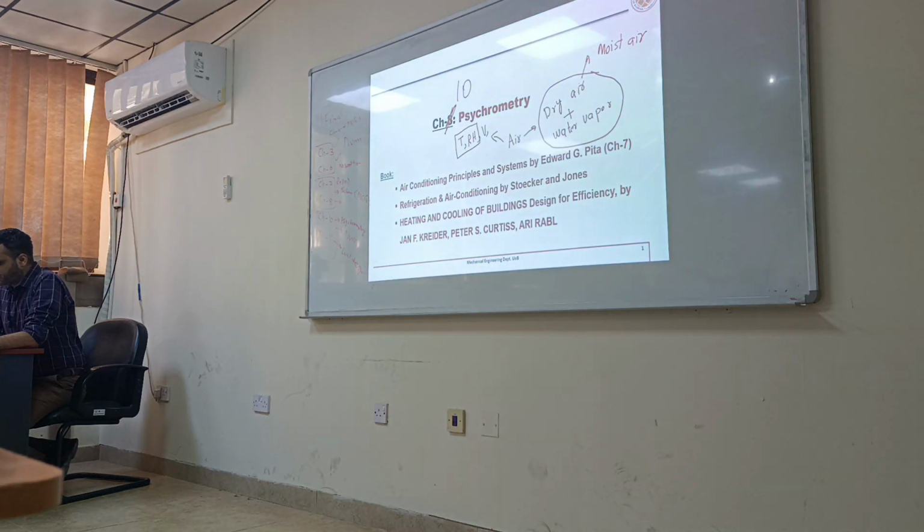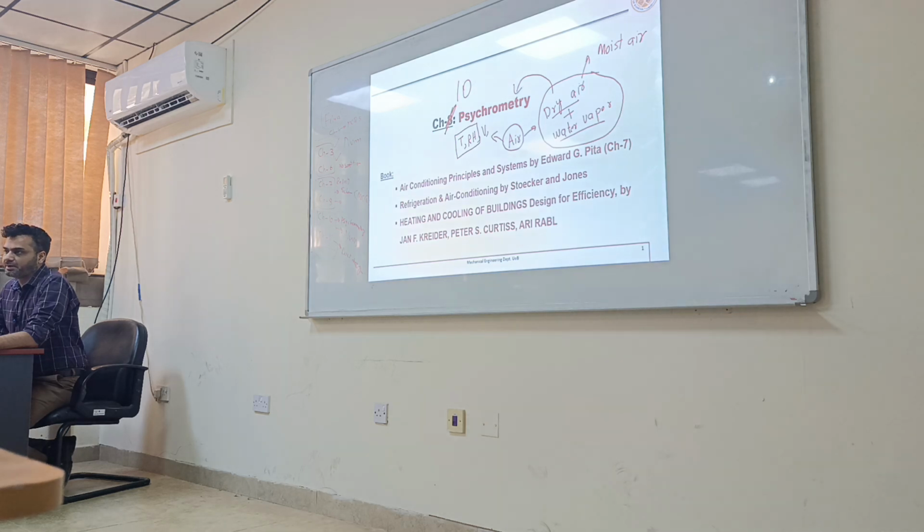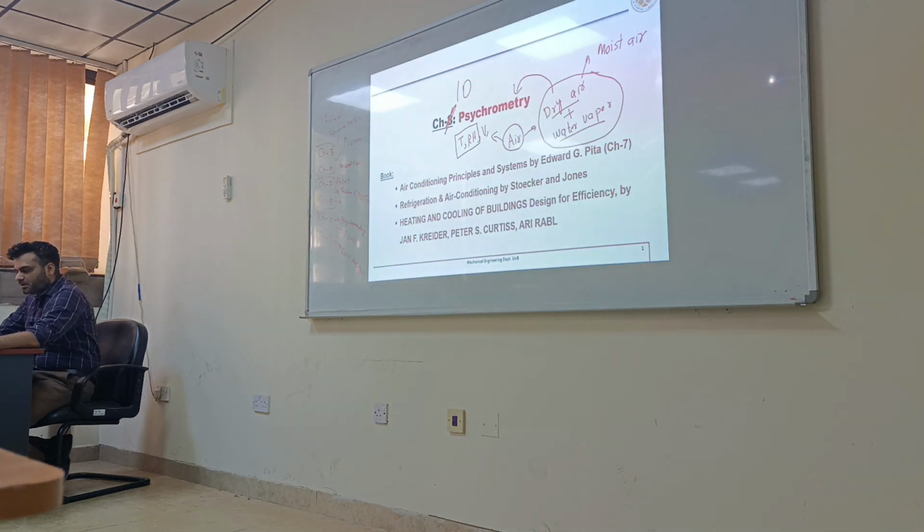So the study of air properties, meaning dry air plus water vapor, is called psychrometry. So with the help of psychrometry, we can design air conditioning systems.